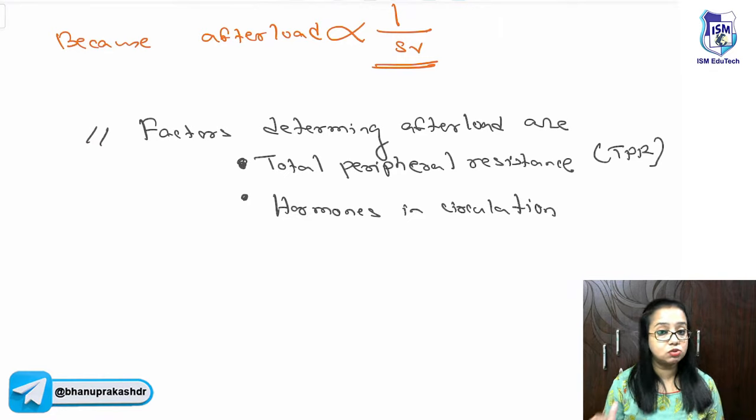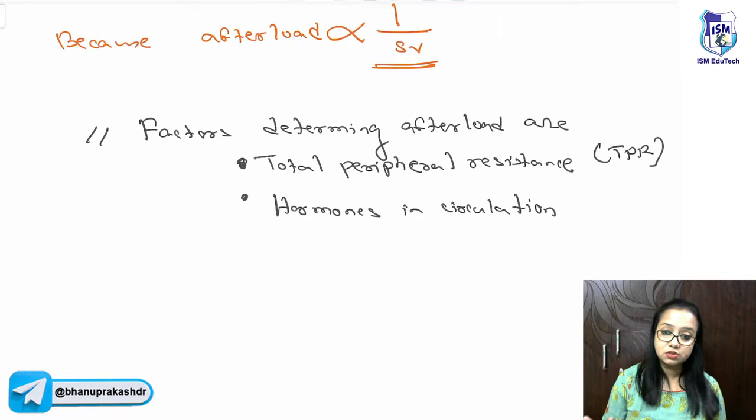Then we understood the role of afterload. Even if the preload and the contractility increase, yet the stroke volume will be impacted if the afterload is more. So what is the takeaway of it? For stroke volume to increase, afterload has to be always less. Okay, so this is our orientation of the cardiac output.